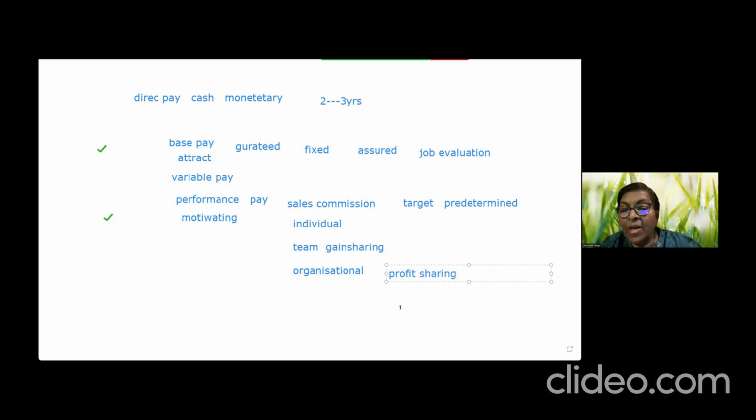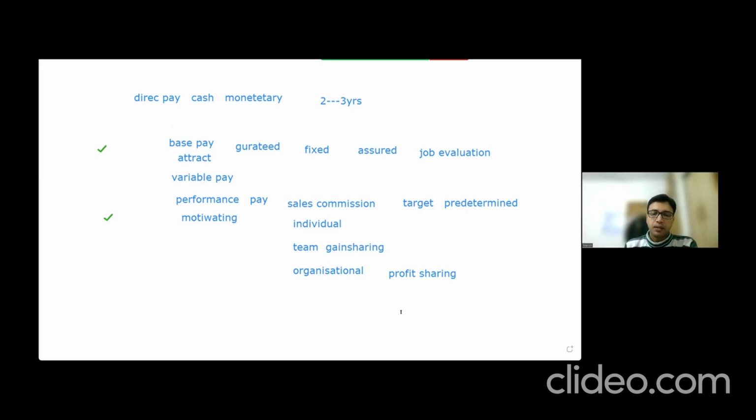Now, profit sharing is different from gain sharing. Any guesses? Profit sharing happens at the year end. I've done very well this year, as an organization, so I'll say, hey, 5% we want to share across all levels. Next year, I have not done anything, no profit sharing. After 2 years, again, I've done well. So you can't predict how much you're going to share. Gain sharing is at an operational level.